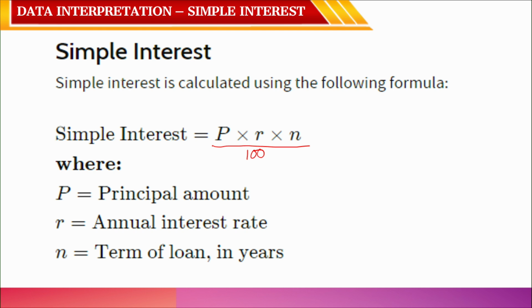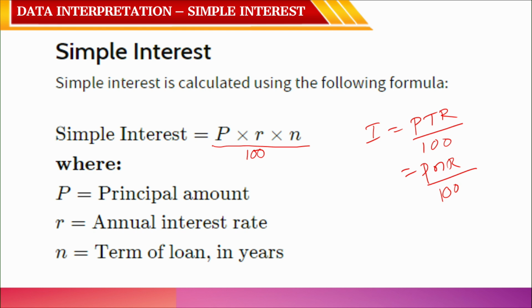So the formula for simple interest, we will say I is equal to PTR by 100. This is a regularly used formula, or you can say it as PNR by 100. Whatever the formula may be, there is just a small change, T in place of N.